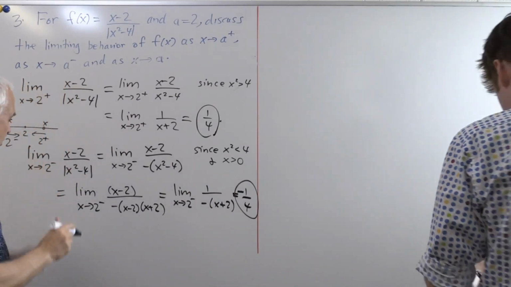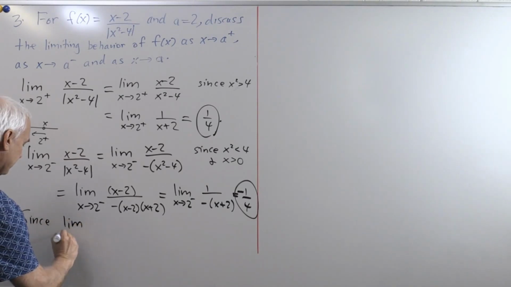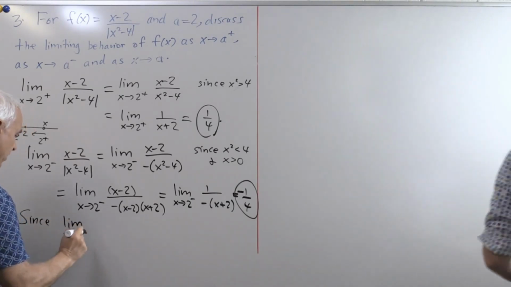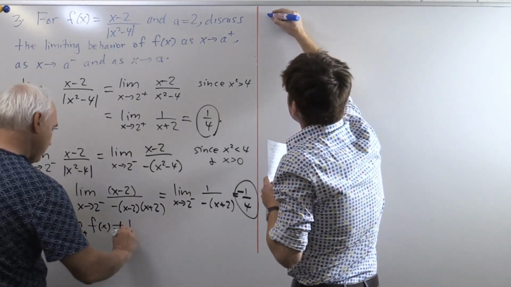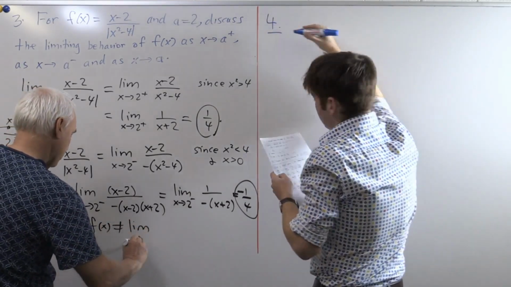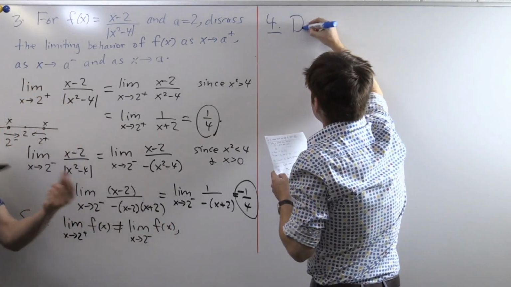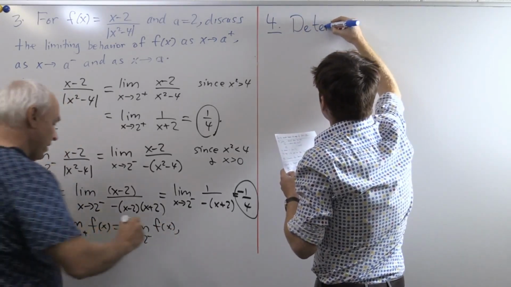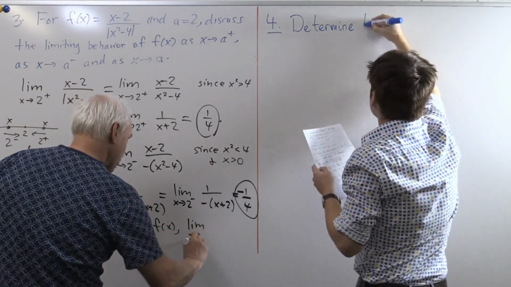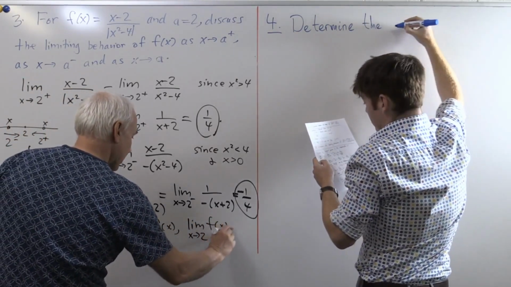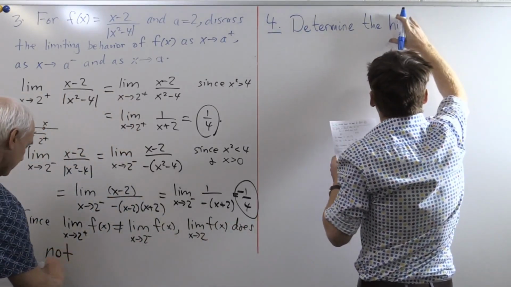These two things are not equal, so since the limit as x approaches 2 from the right of f of x does not equal the limit as x approaches 2 from the left of f of x, the left and the right hand limits are not equal, we conclude that the limit as x approaches 2 of f of x does not exist.